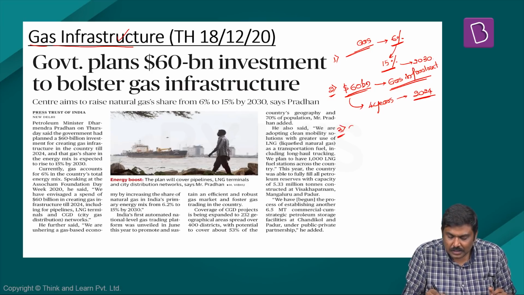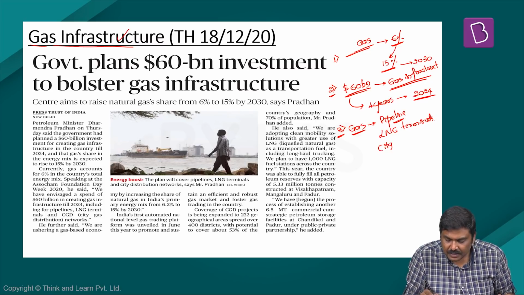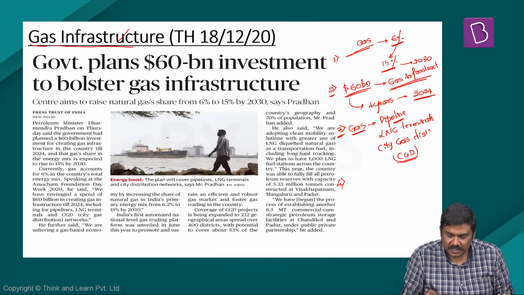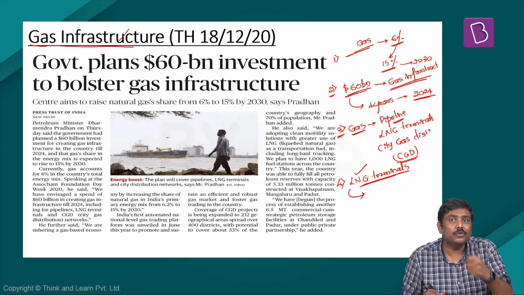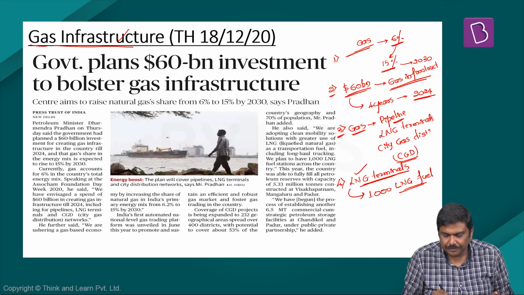Third very important point: the gas infrastructure that the article basically refers to is developing gas pipeline infrastructure, LNG terminals, and city gas distribution, that is essentially CGD. Now, with respect to all the three, certain points have been given in the article. With respect to LNG terminals, the government has basically announced that in order to promote using LNG as an important fuel for transportation, government is proposing to set up 1,000 LNG fuel stations across India.